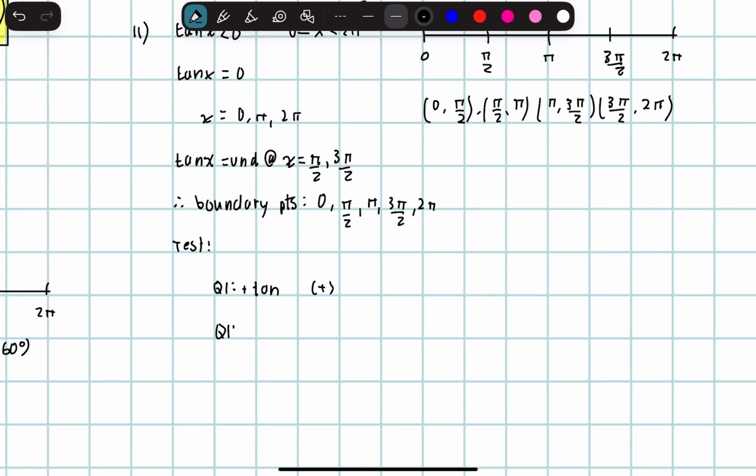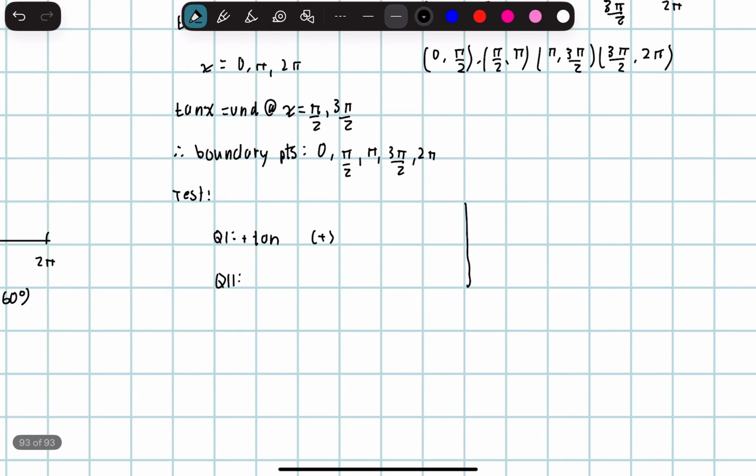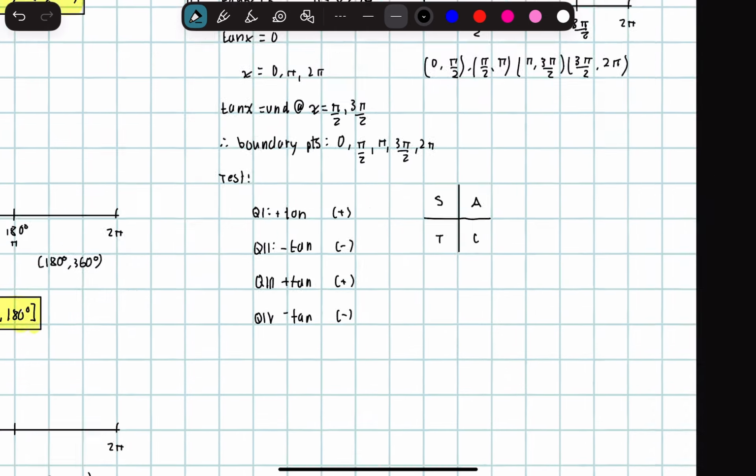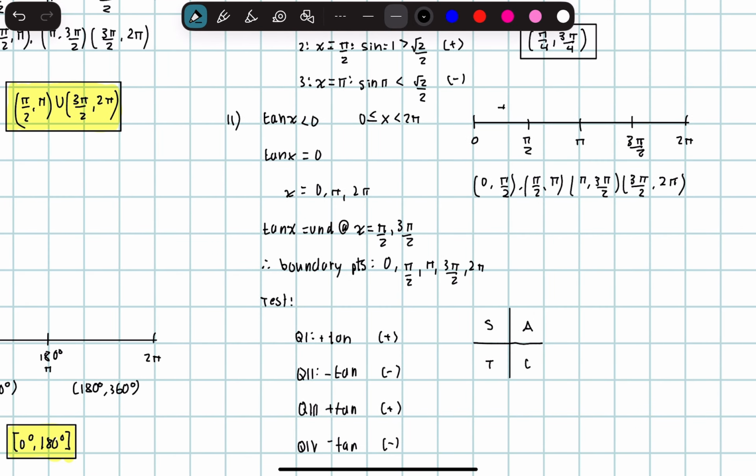And we also know that in quarter 2, just think of this rule, SACT, for which function is positive. So we know that in quarter 2, tan is going to be negative. In quarter 3, tan is going to be positive. And in quarter 4, tan is going to be negative. So now we can mark those onto here. So we're going to have positive, negative, positive, negative.